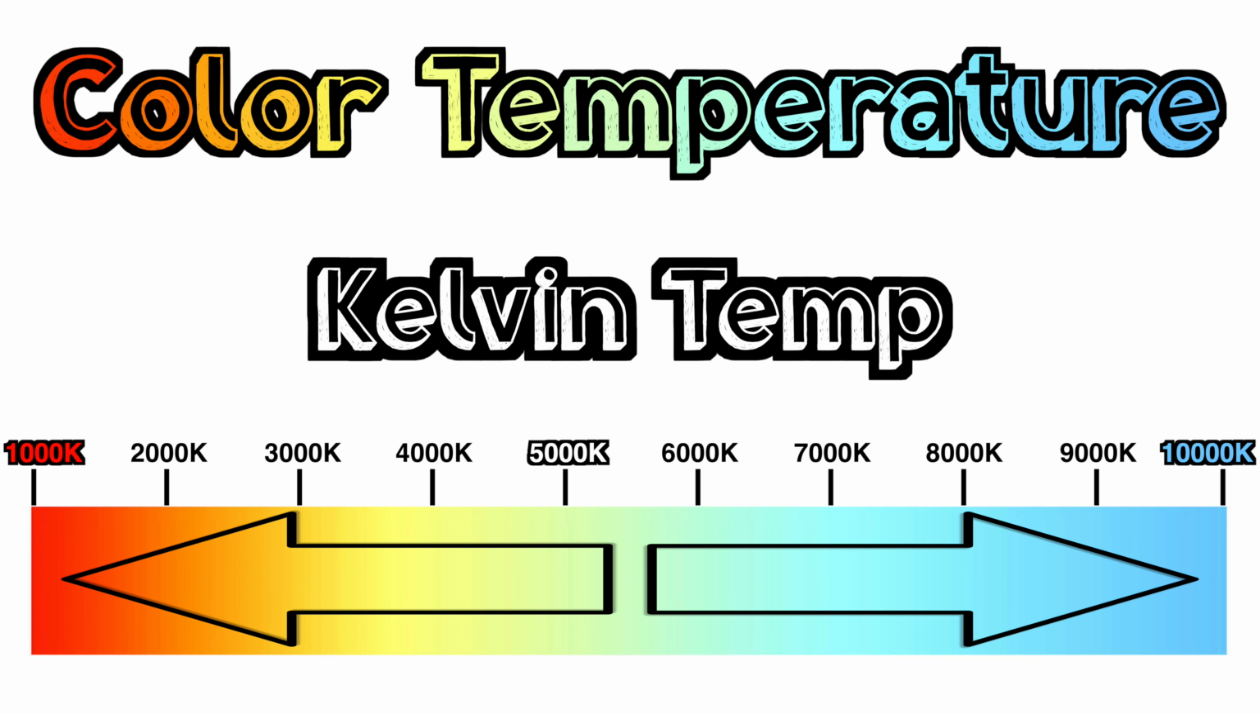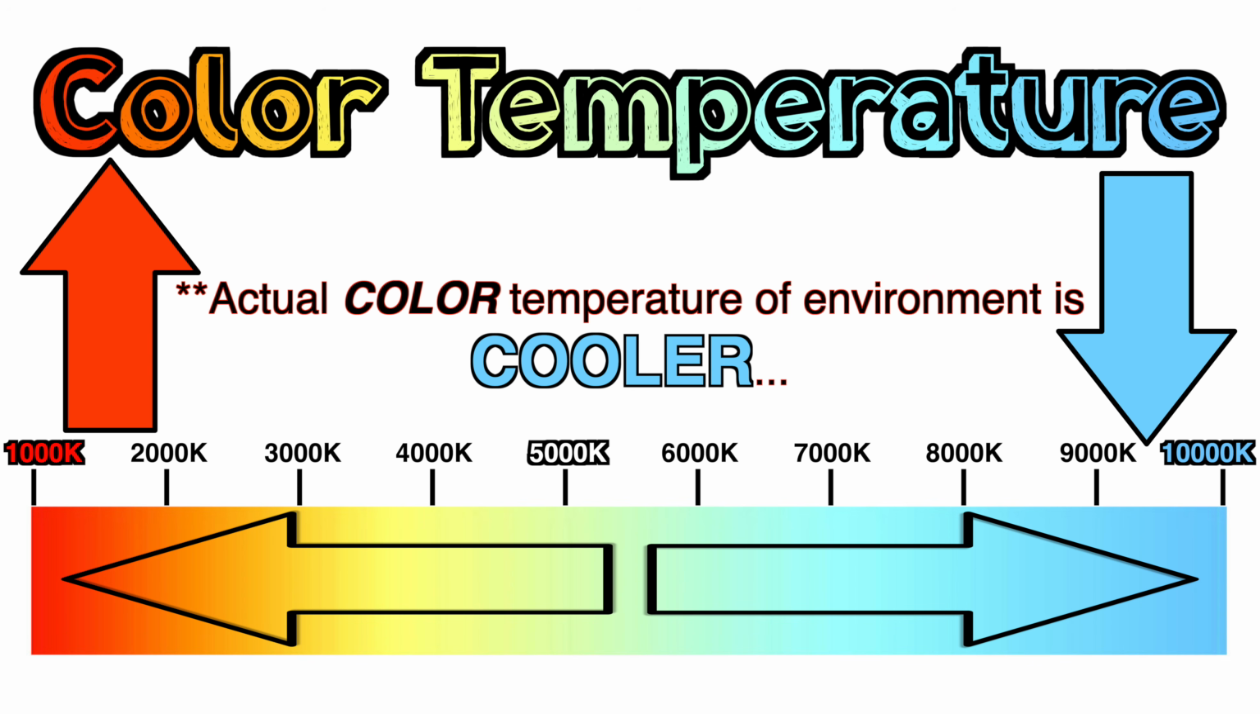And this is where it can get a little bit confusing, and I want to make sure that you understand that as the color temperature rises in Kelvins, the actual temperature in the environment generally decreases. And every light source has a different color temperature value.